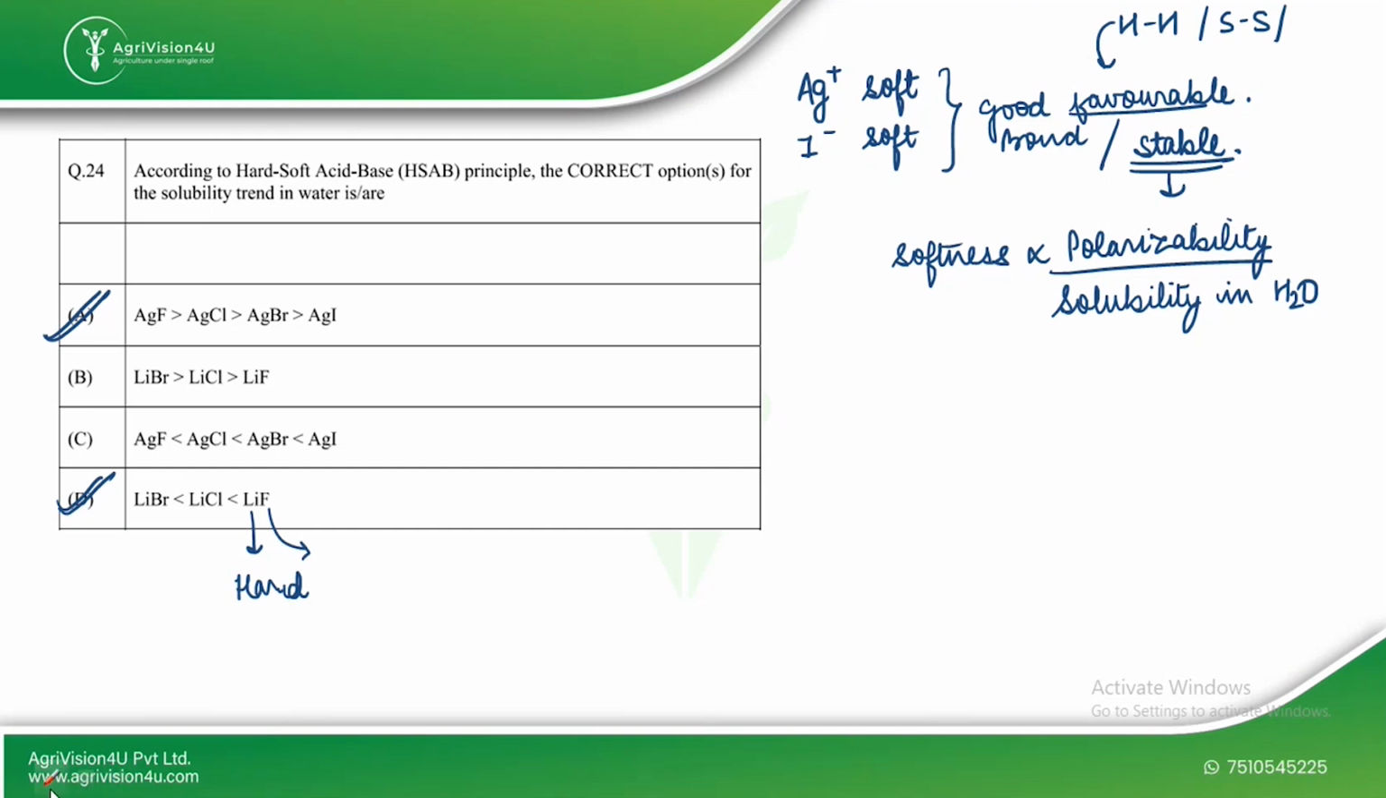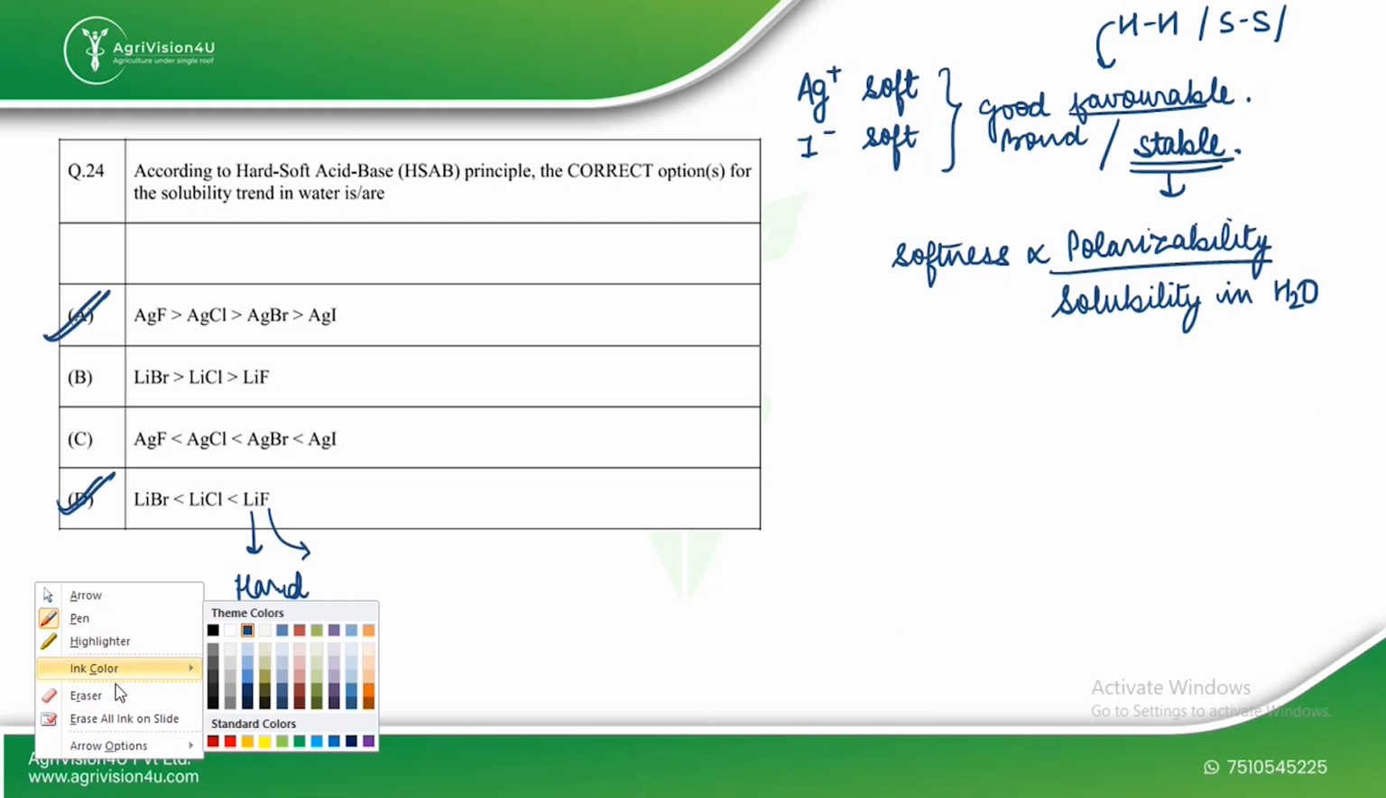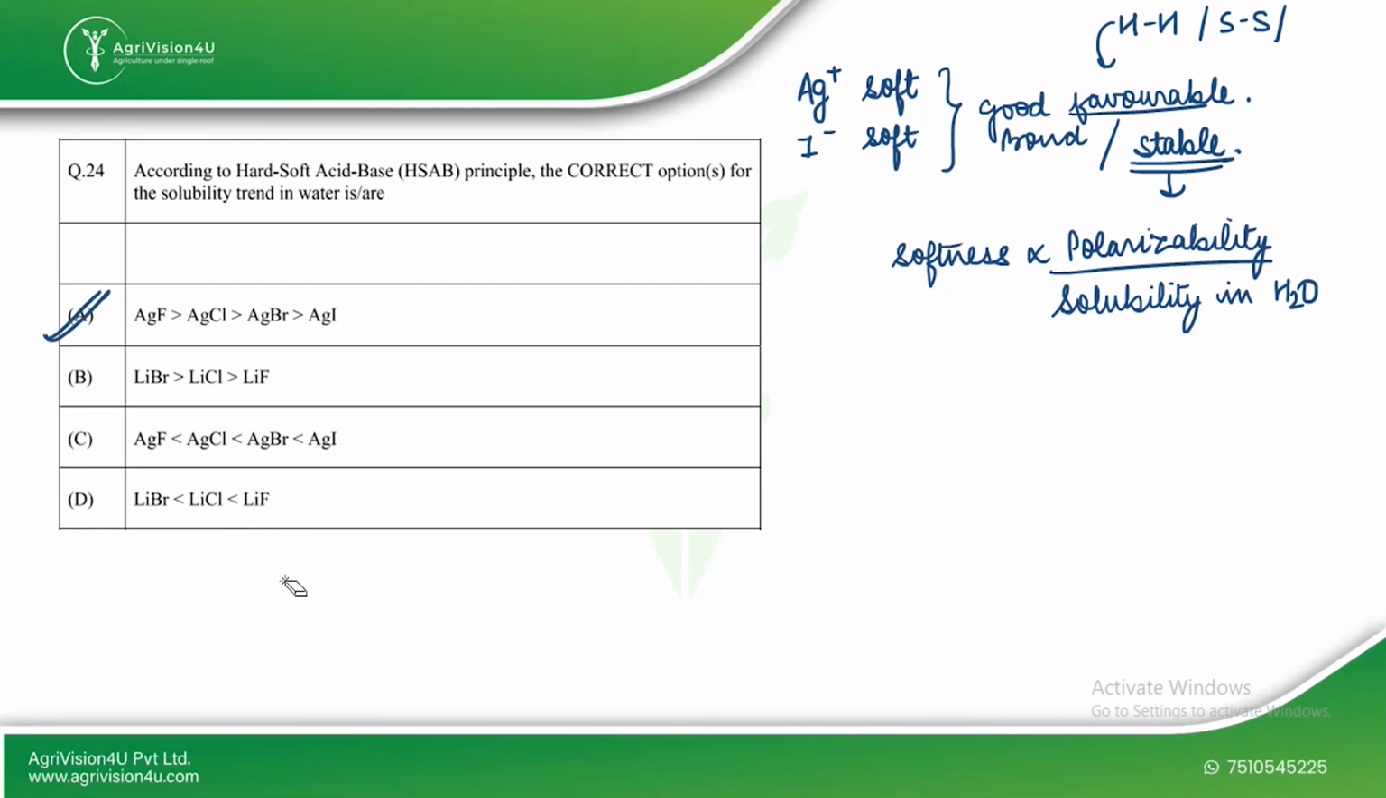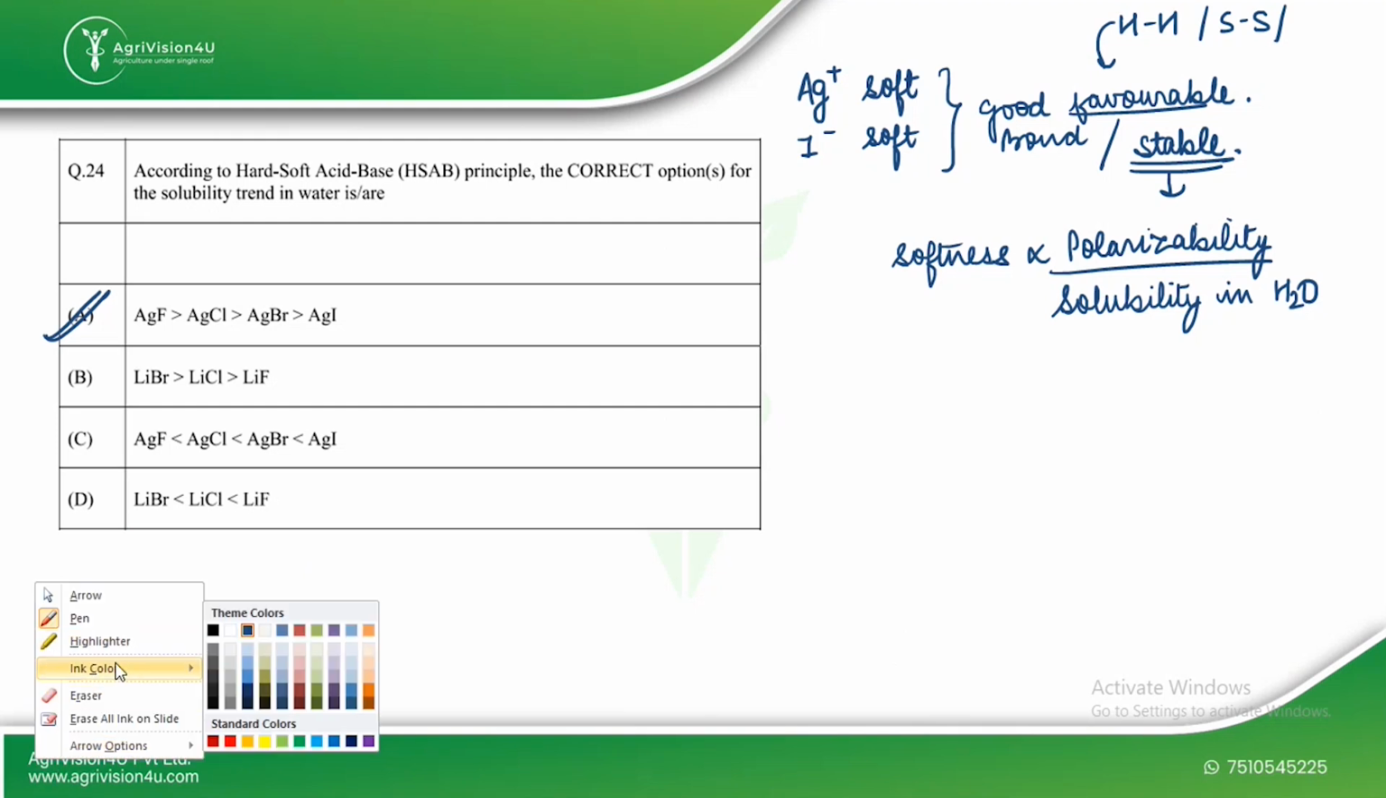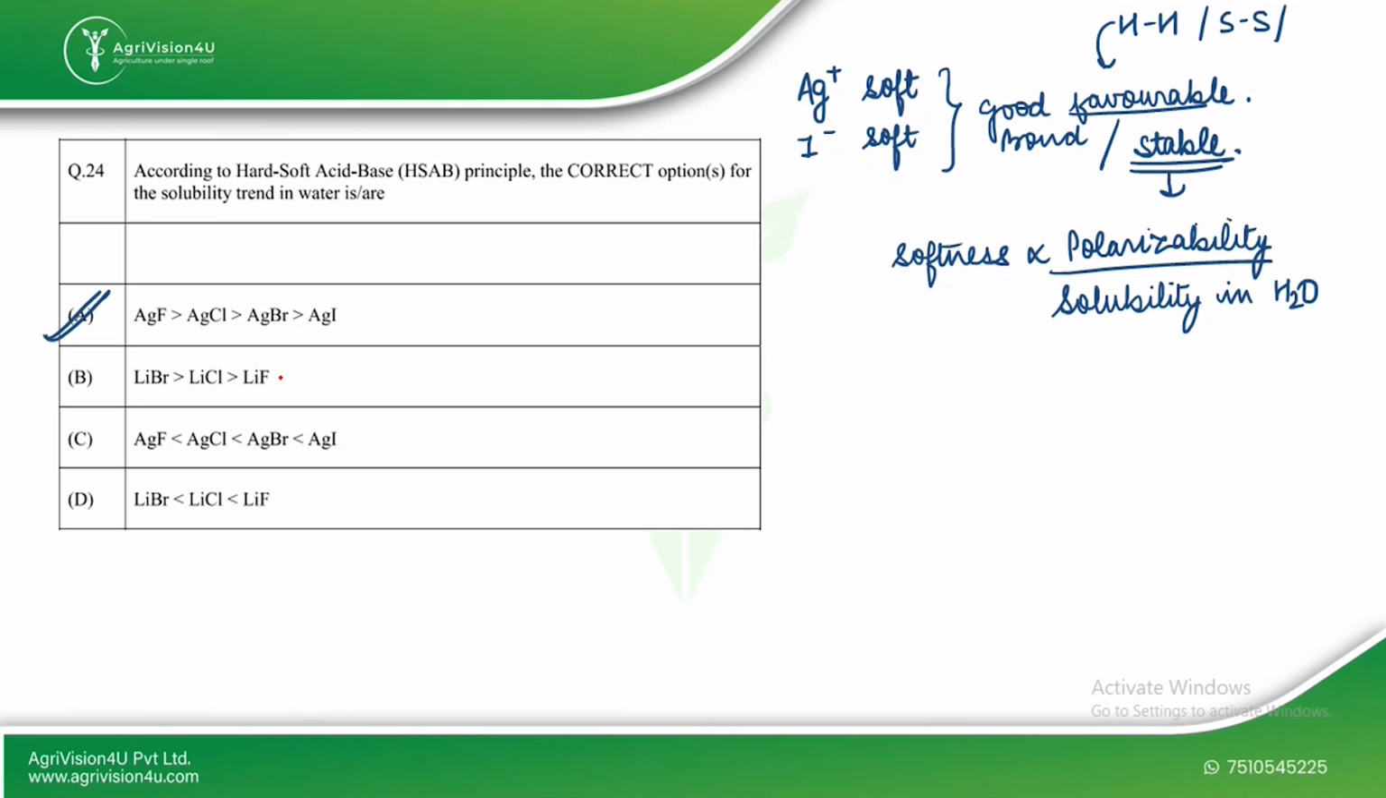If you see, most of you think that lithium is very small in size, and if you compare the other one, look at this trend also. Don't make such mistakes. Just always remember that lithium is hard, and fluorine is also hard. Hard interactions are the stronger ones. If the interactions are stronger, this means they will form a strong bond and they will be less soluble. So the correct option will be the B one.